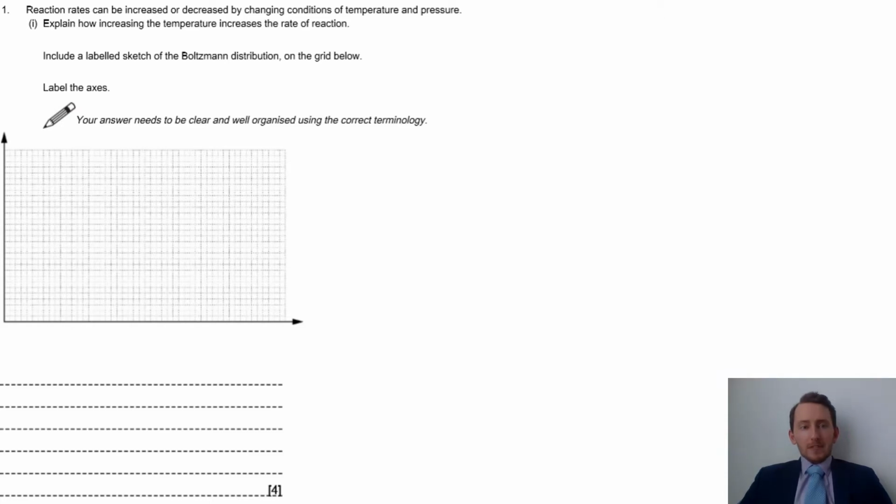So this first question: explain how increasing the temperature increases the rate of reaction. That is what our question is asking us, so make sure we highlight or underline key bits of information. It also asks us to include a labelled sketch of the Boltzmann distribution on the grid below. People tend to like Boltzmann distribution questions, and tend to get quite a fair few marks for them.